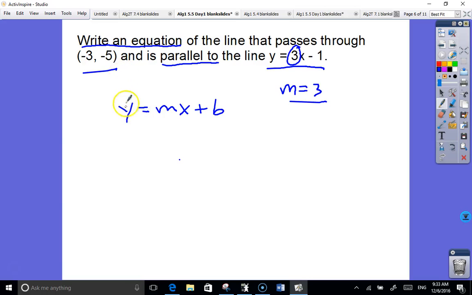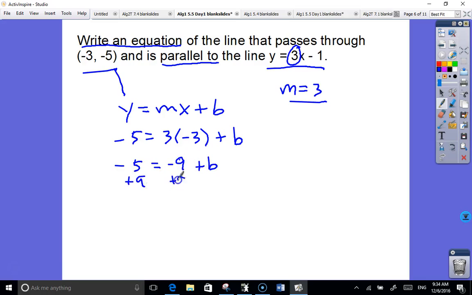Okay. -5 is the y, right? The slope is 3. -3 is the x, and then the b is what you don't know. So solve for b. -5 equals -9 plus b. Add 9. 4 equals b. Are you done?